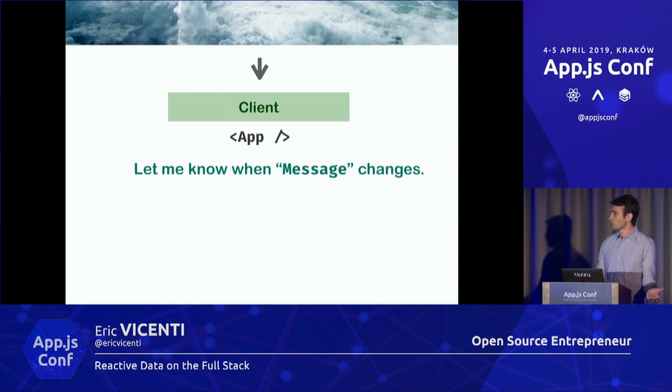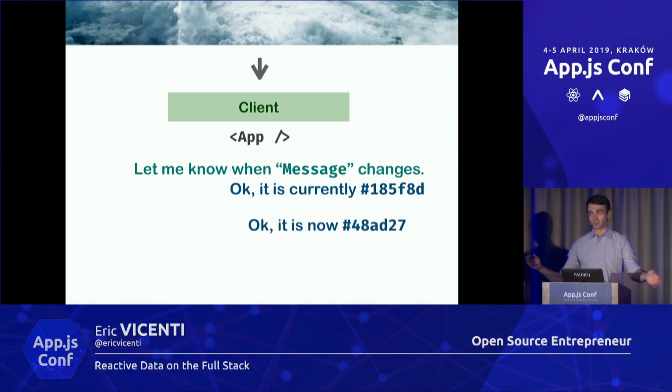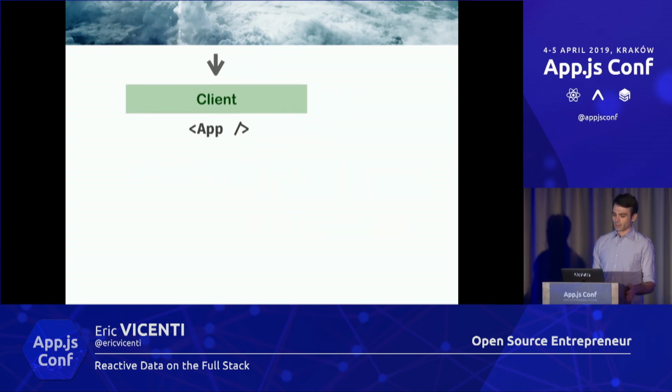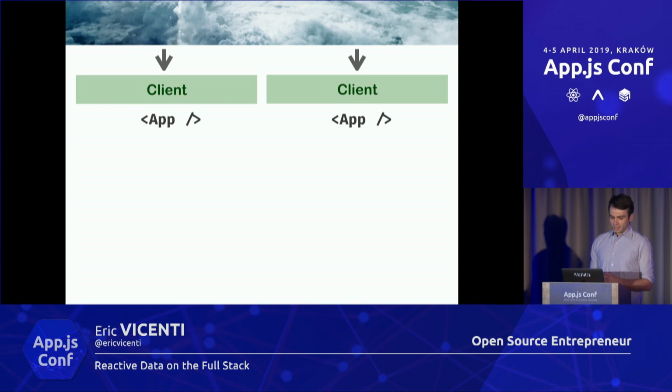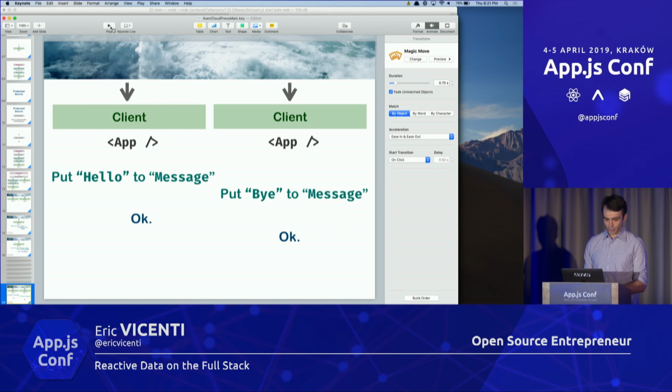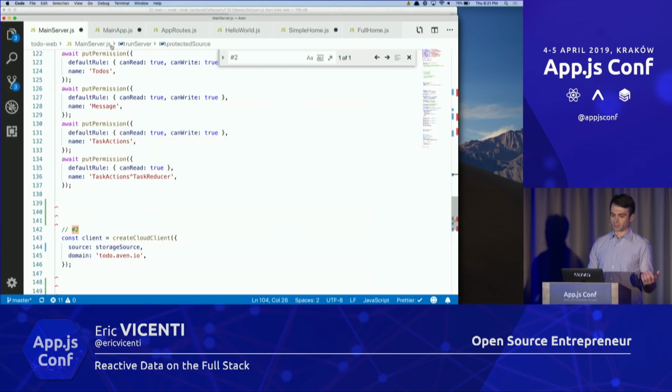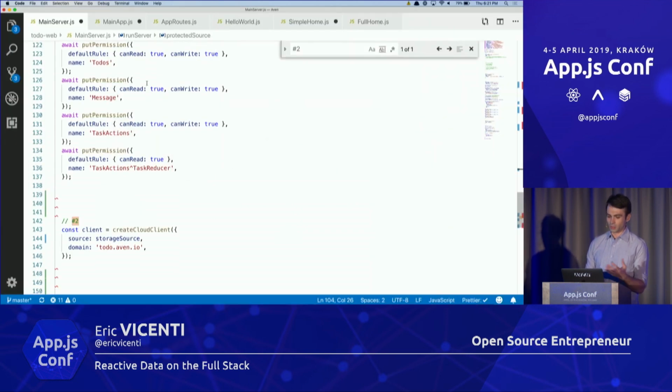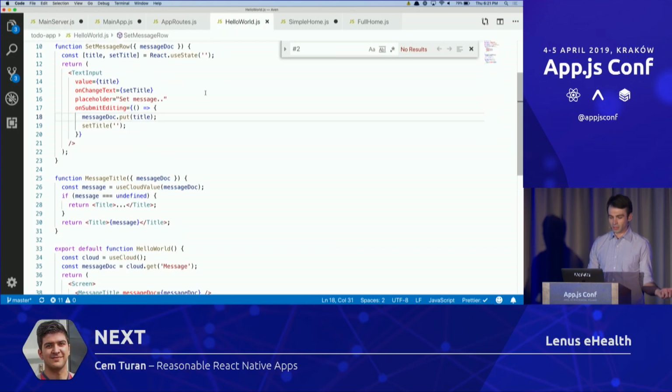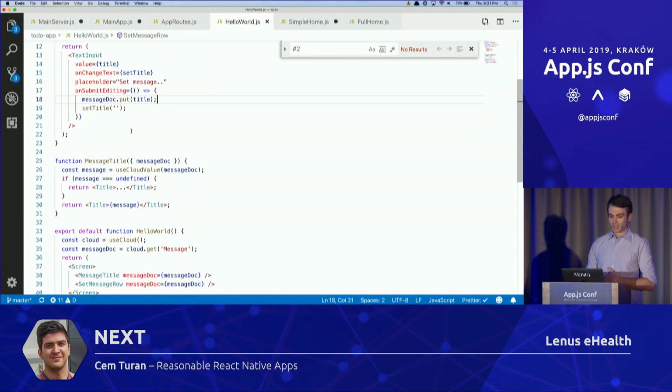You could say, let me know when the message changes, and the server says, oh, here's the new ID. Here's the new ID. Message is changing. Okay. So let's take a look at what that might look like in the code. We've got a few different APIs that you can use, but I want to show you the nice APIs, right? So here's one of the simpler APIs that you have.